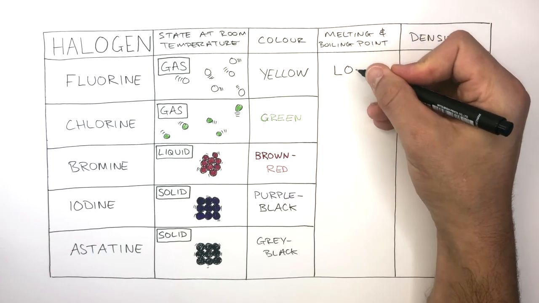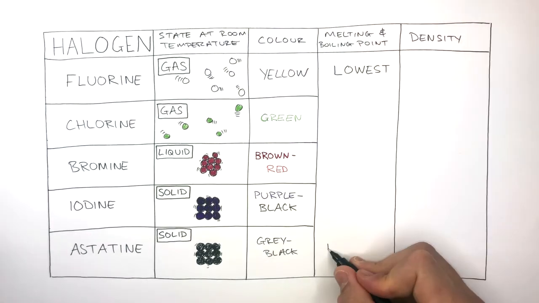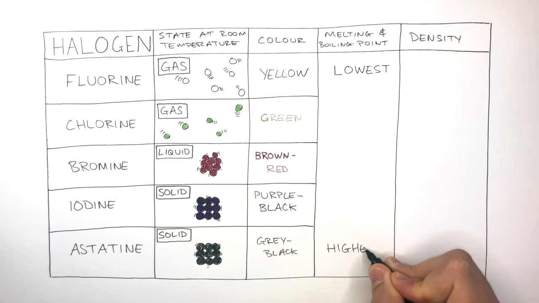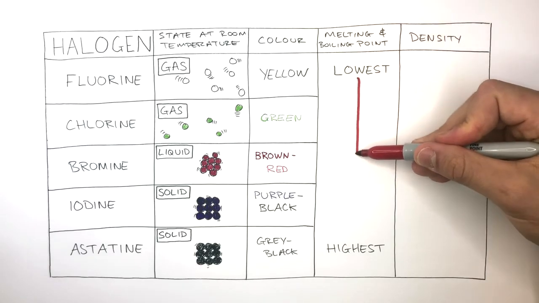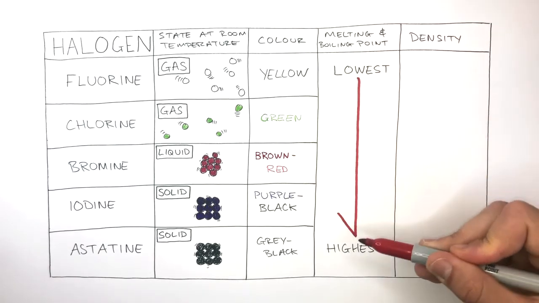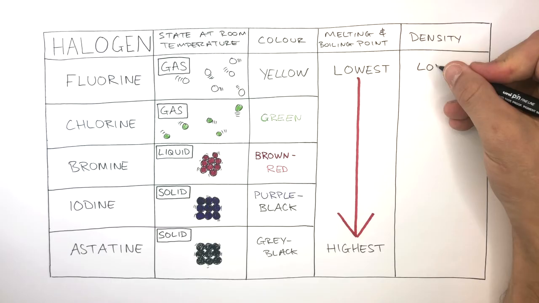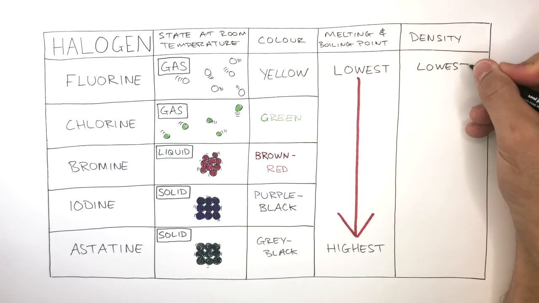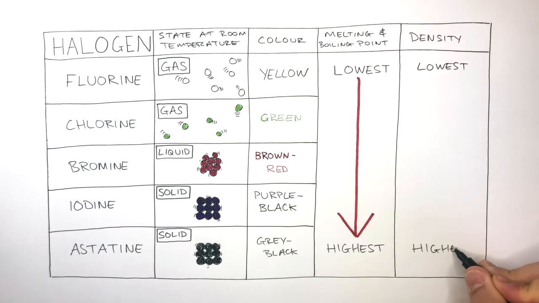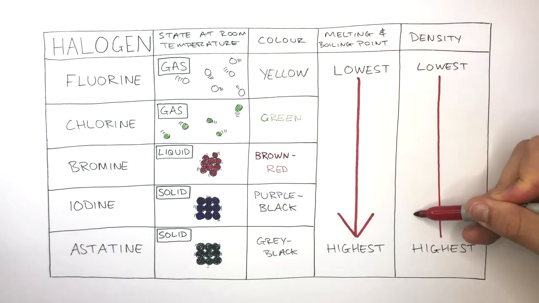Fluorine has the lowest melting and boiling point, whereas astatine has the highest melting and boiling point. The melting and boiling point increases going down the group. And finally, fluorine has the lowest density and astatine has the highest density. The density increases going down the group.